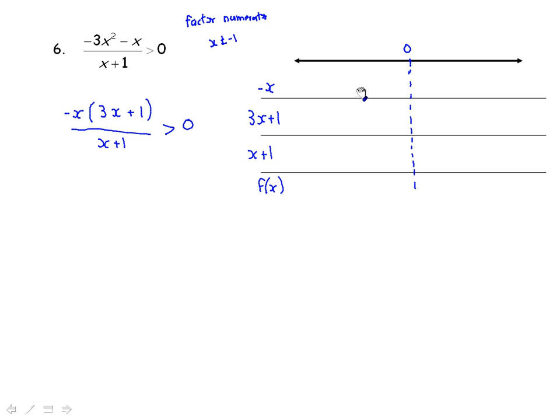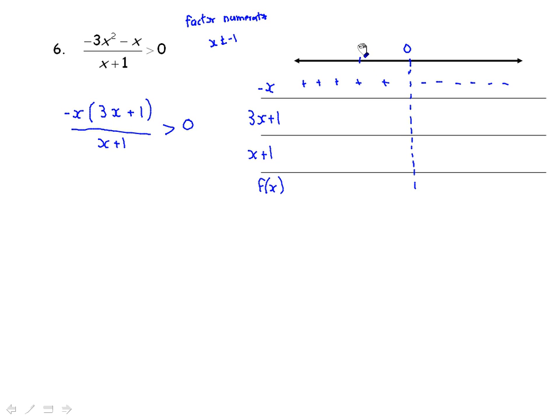Be careful, though, with the sign of that factor, negative x. If x is positive, bigger than 0, then negative x becomes negative, and it'll be positive to the left. So that's one of those we need to be careful with.